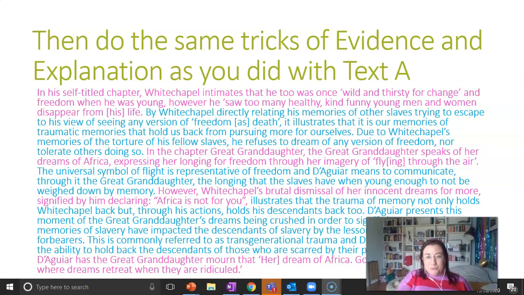However, Whitechapel's brutal dismissal of her innocent dreams for more, signified by him declaring, "Africa is not for you," illustrates that the traumatic memory not only holds Whitechapel back, but through his actions holds his descendants back too. Daguerre presents this moment of the great-granddaughter's dreams being crushed in order to signify how traumatic memories of slavery have impacted the descendants of slaves by the lessons they are taught by their forebearers. This is commonly referred to as transgenerational trauma or intergenerational trauma, either term is fine.